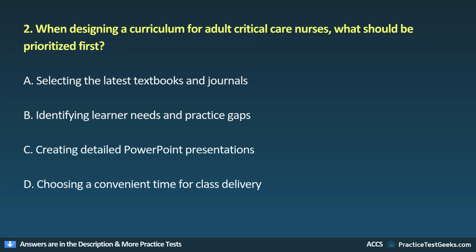2. When designing a curriculum for adult critical care nurses, what should be prioritized first? A. Selecting the latest textbooks and journals. B. Identifying learner needs and practice gaps. C. Creating detailed PowerPoint presentations. D. Choosing a convenient time for class delivery.